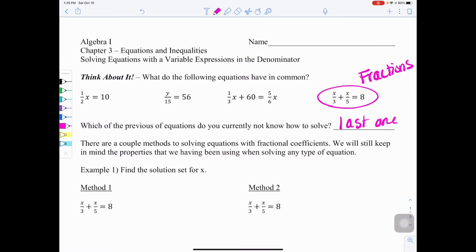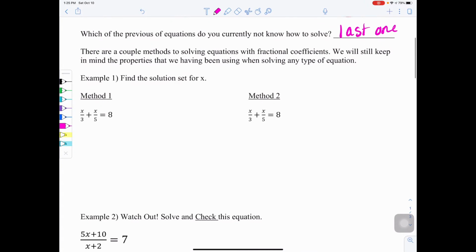So there are actually a couple methods to solving equations that have these fractional coefficients, and we are still going to keep in mind the properties that we have been using when solving any type of equation, making sure we do things to both sides, knowing our properties of equality with all 4 operations, our associative, our distributive, our commutative, all of those are still true. Okay, so we're going to start with example 1, which is find the solution set for x, and I'm going to show you 2 different methods. Method 1 is going to be creating a proportion.